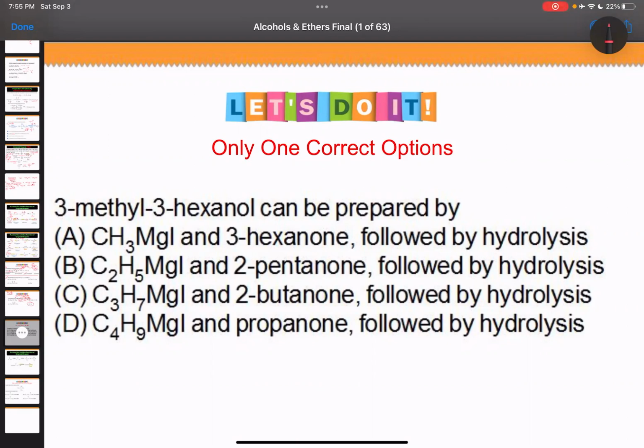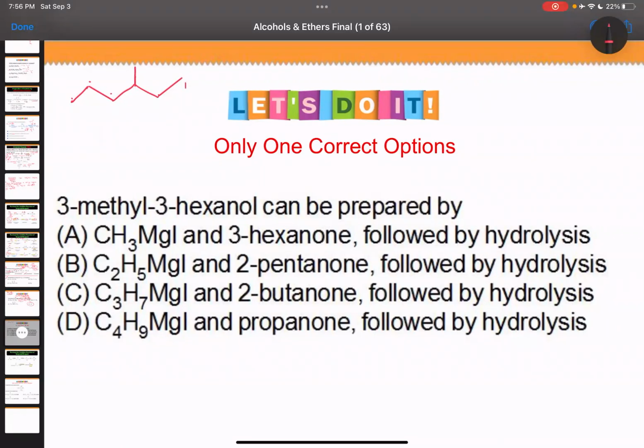3-methyl hexan-3-ol. I will draw the structure for you. There are 6 carbon atoms, 1, 2, 3, 4, 5, 6. On the third carbon atom, you have a methyl group, and on the third carbon atom you also have an OH group. 3-methyl-3-hexanol or 3-methylhexan-3-ol is one and the same thing.